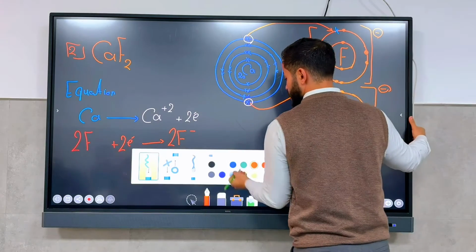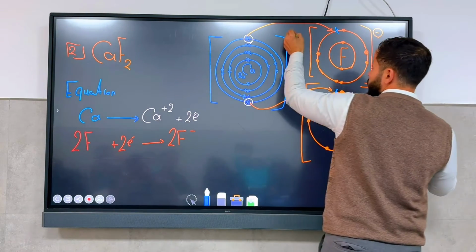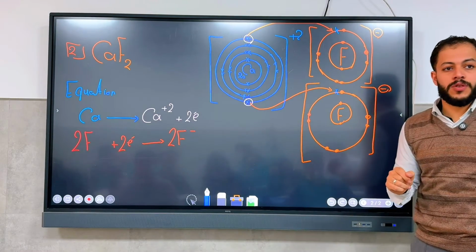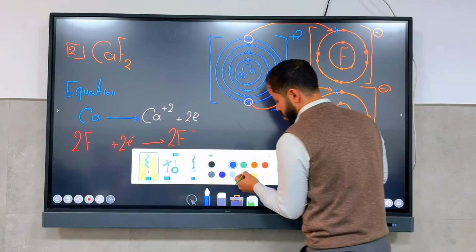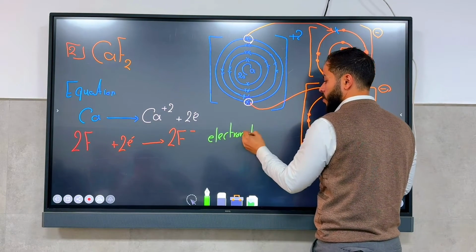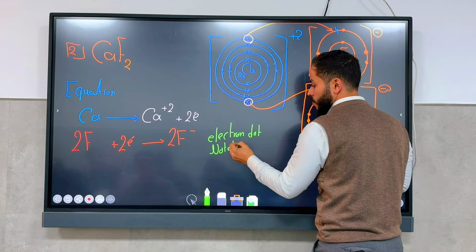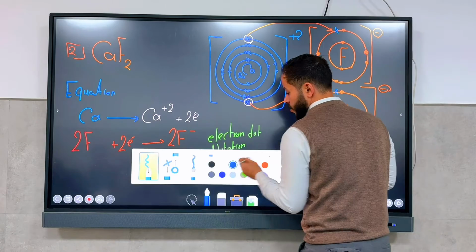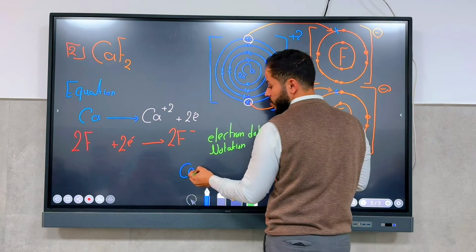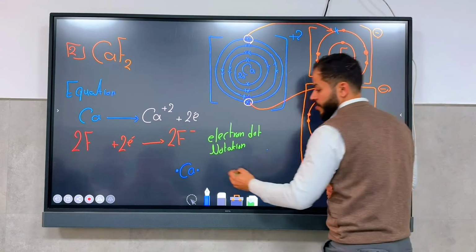We will draw it right now. And this one becomes positive 2 to neutralize this charge. Now we could represent it by electron dot notation. So the calcium is in group what? How many electrons does it have in the outer energy level? 2. So I represent it by 2 dots.